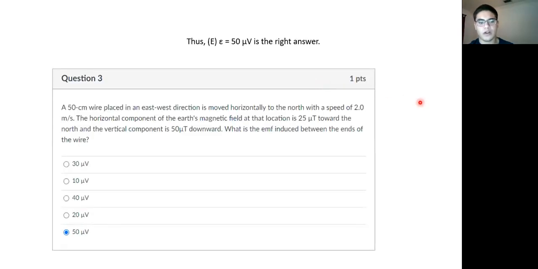So if we look at our answer choices, we'll see that choice E is the answer, 50 microvolts. And using that idea of motional EMFs and knowing which component of the magnetic field to use helped us solve this problem.